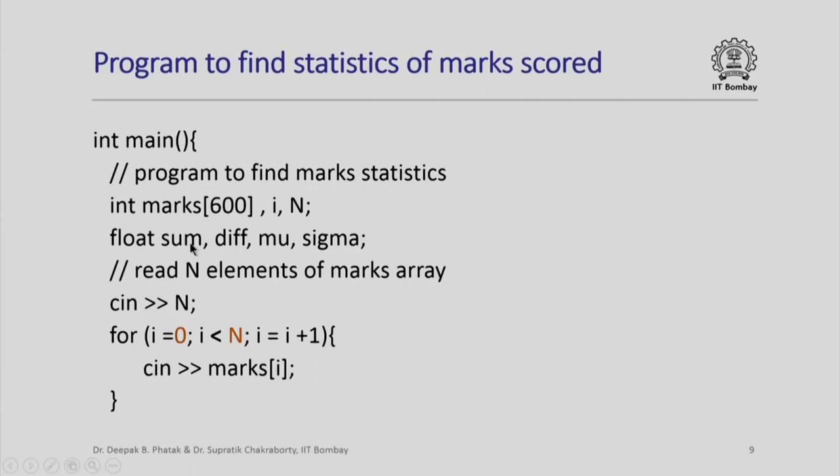However, we notice that mu and sigma are likely to be fractional numbers, and if we find the average mu by simply dividing sum by n, and if sum is integer, we will get into a problem. We will lose the fractional value, and therefore we define sum as float. Next we read n elements of the marks array.